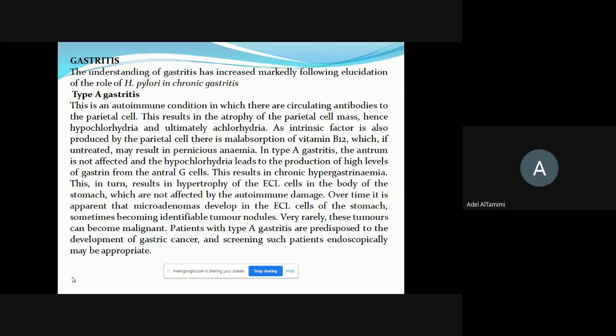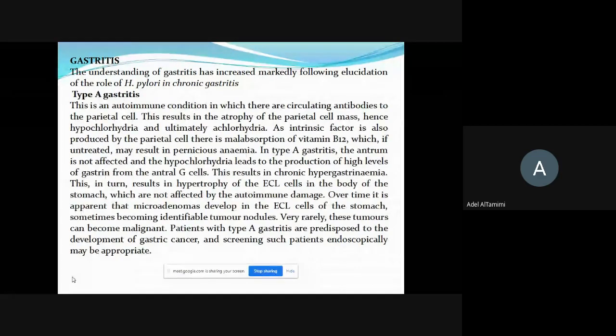Will undergo hypertrophy, and these glands when they become hypertrophied result in the appearance of microadenoma of the enterochromatin like cells of the stomach and become identifiable as small tumor nodules within the mucosa. Very rarely, these tumors may become malignant, and patients with type A gastritis are predisposed to development of gastric cancer, and screening of such patients with endoscopy is appropriate action.